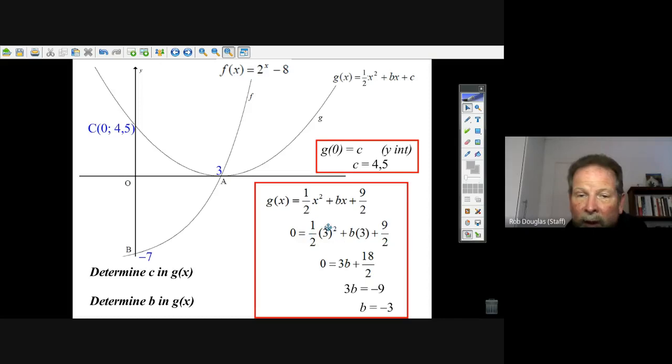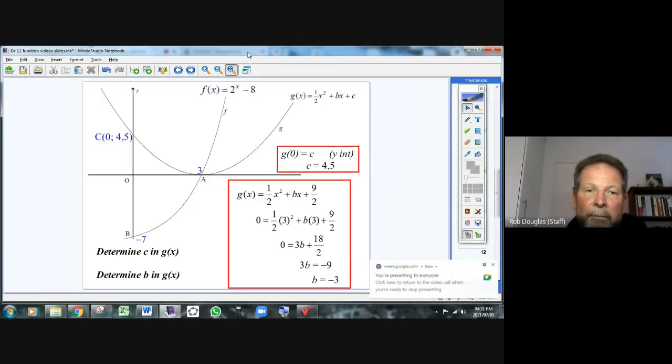So this is just a number. 9 over 2 plus 9 over 2 is 18 over 2, which is 9. 3b plus 9, you just solve that equation. Subtract 9, divide by the 3 in front of b, and you get b is minus 3. Okay. Well, there's one question. It's a little bit more challenging.